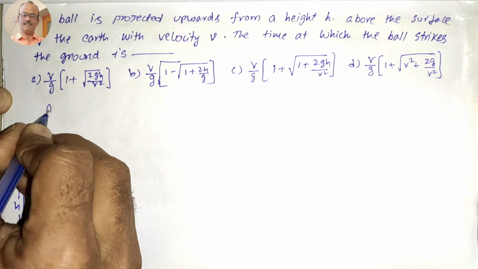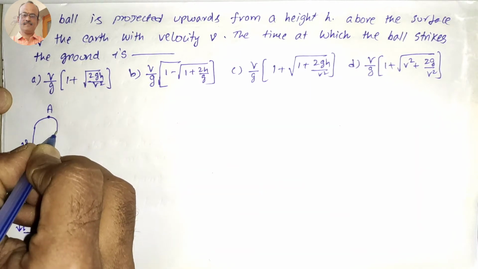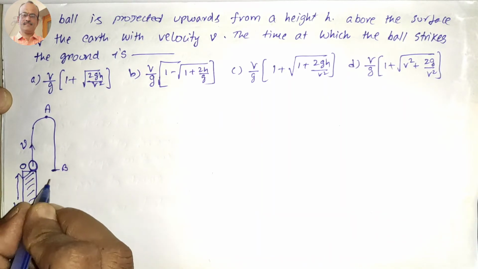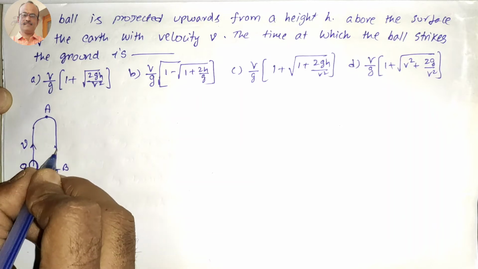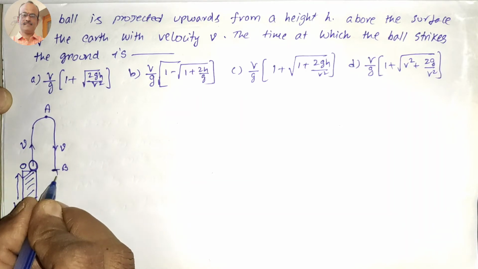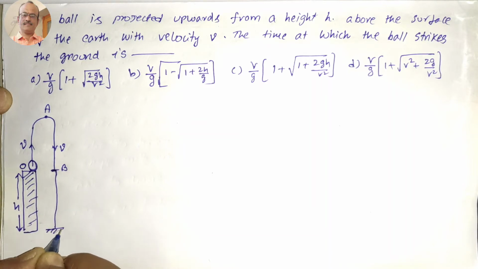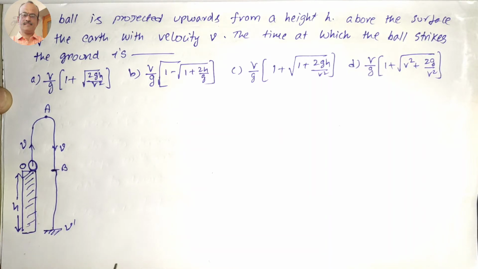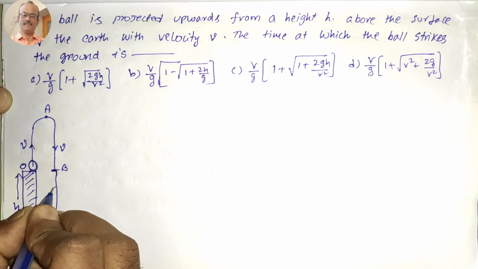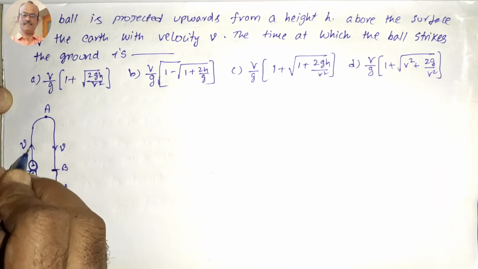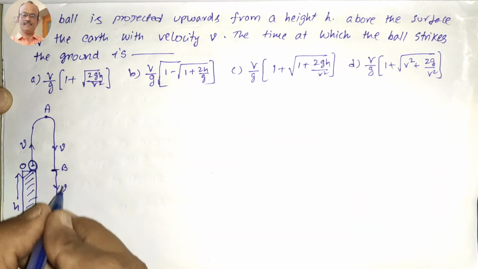When it reaches the maximum height, that is point A, and again returns in the downward direction, when it reaches point B, here also the velocity is v only. When it reaches the ground, the velocity changes. So it comes down with velocity v only. So here starting from v and here coming v.